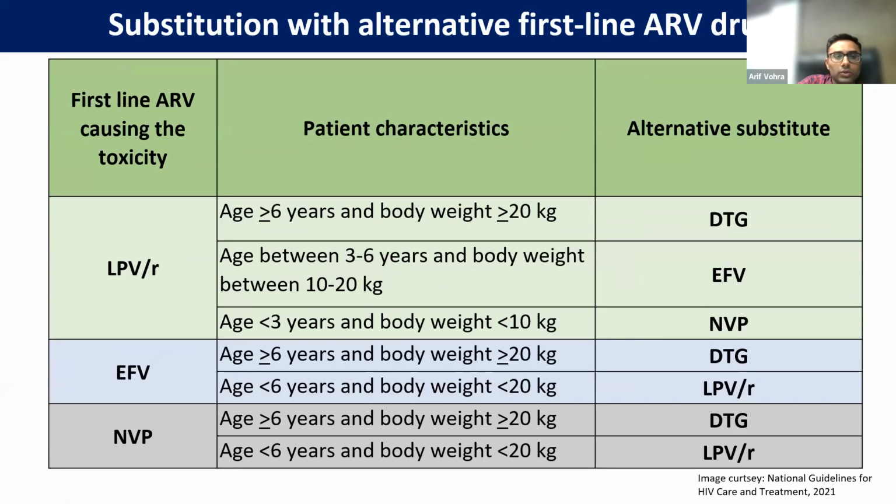For lopinavir, a DTG-based regimen cannot be given to any child less than 6 years and 20 kg. So if you need to change lopinavir/ritonavir, and the child is more than 6 years and more than 20 kg, DTG. Between 3 to 6 years and between 10 to 20 kg, efavirenz. Less than 3 years and weight less than 10 kg, nevirapine.